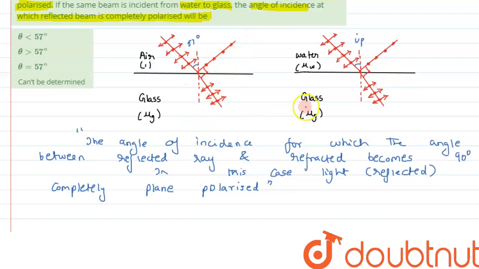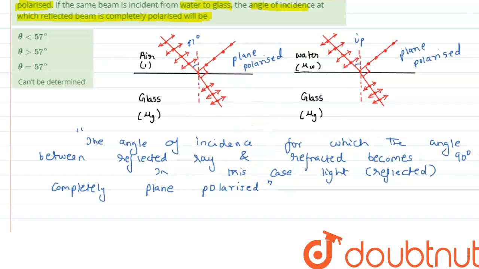Alright, this is the statement for Brewster's law, and plane polarized light is represented by the dot symbol over here, so we can write it as plane polarized light. Here also it is plane polarized light, and the refracted light still remains unpolarized. So the polarization of the light depends upon the angle of incidence. The angle of incidence should be such that the angle between refracted and reflected ray is 90 degree, and if such a case happens, the reflected light will be completely plane polarized.